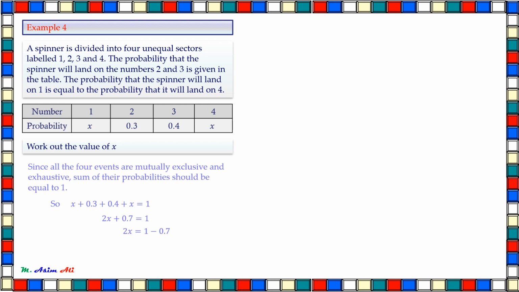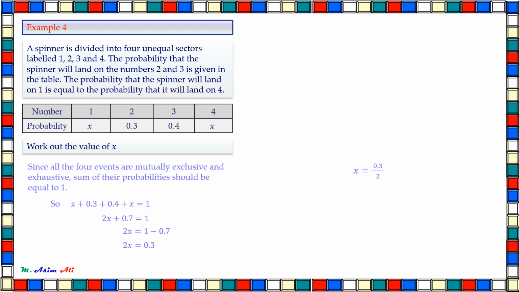Now we have to remove that 2 also. First we will subtract 0.7 from 1, and the answer will be 0.3 on the right hand side. Now we have to take 2 to the right hand side. 2 is multiplying on the left hand side, and when it goes to the right hand side, it will divide 0.3. So x will be equal to 0.3 divided by 2.